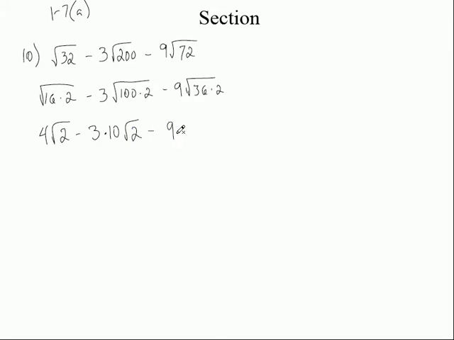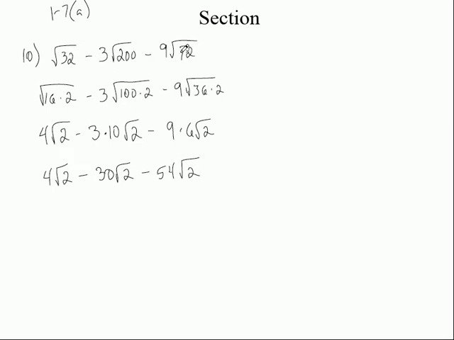Minus 9 times square root of 36, which is 6. And then that 2 is still under the square root. There we go. Let's clean this up just a little bit before we start adding like terms. So that still stays 4 square root of 2. This is what? 30 square root of 2. And this is 9 sixes? 54 square root of 2. Now we have like terms.